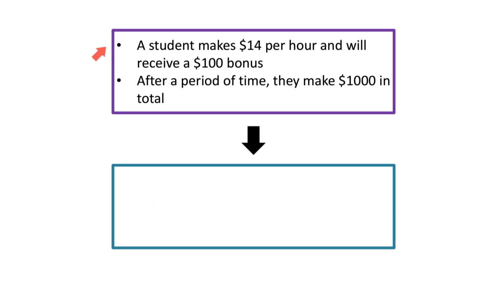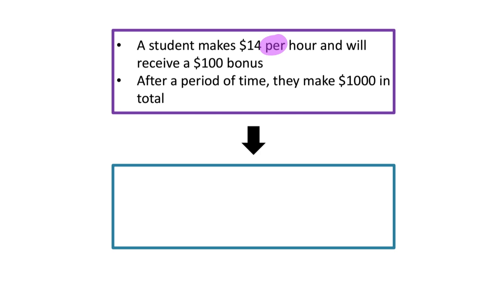A student makes $14 per hour and will receive a $100 bonus. After a period of time, they make $1,000 in total. We want to represent the situation with an equation. Let's start by breaking this down.